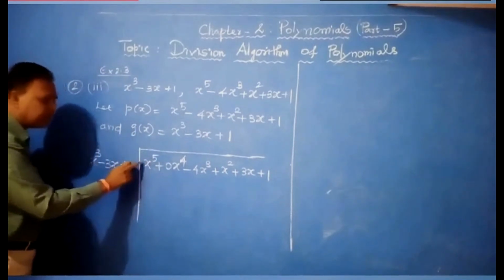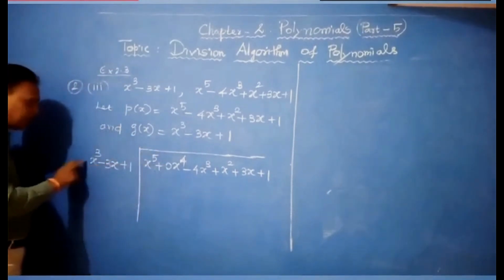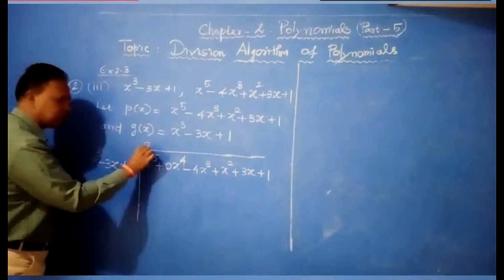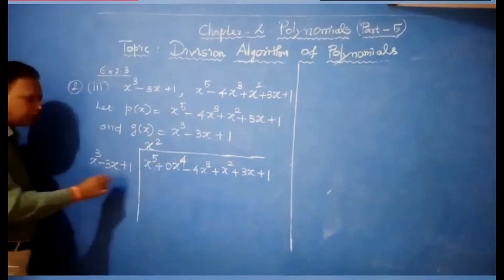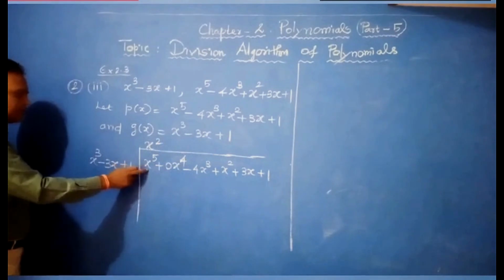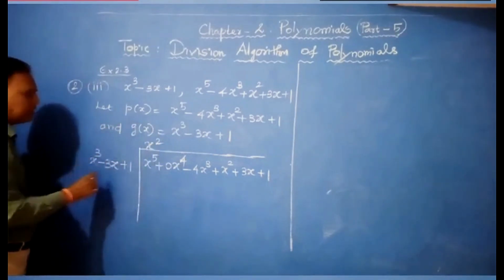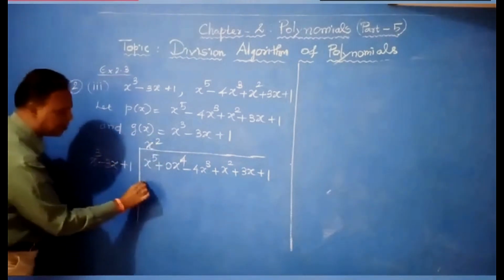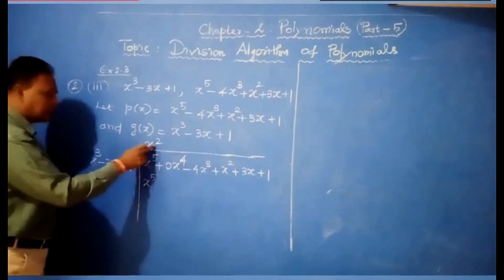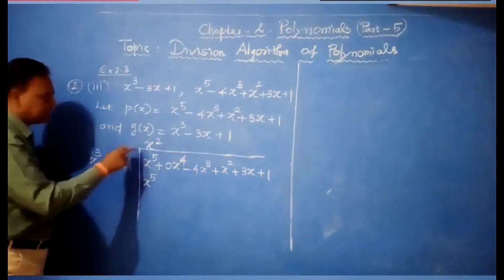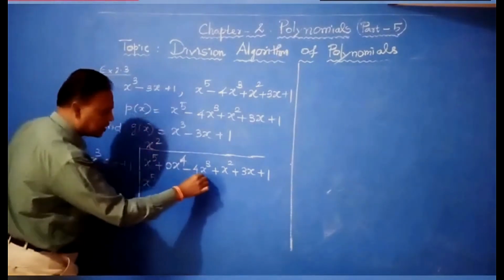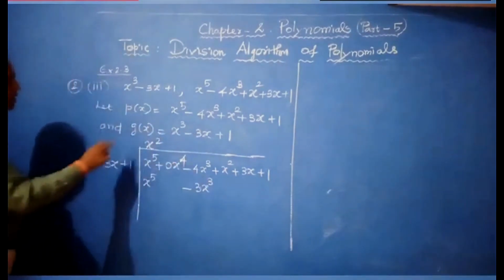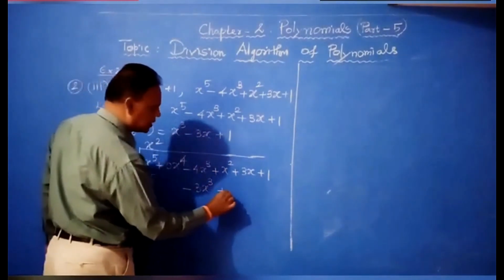Now how will you divide this polynomial first term by this polynomial first term? Divide x power 5 by x cube, how much will you get? X squared. If you don't know, do it in the rough column and see. X power 5 by x cube is x squared. Now multiply with this polynomial: x squared into x cube is x power 5. X squared into minus 3x is minus 3x cube. Then x squared into plus 1 is plus x squared.